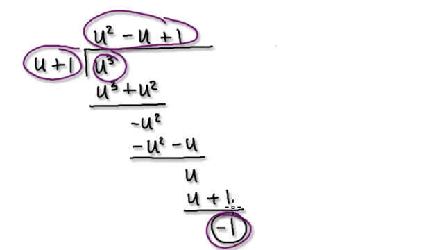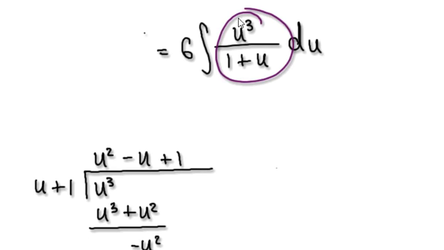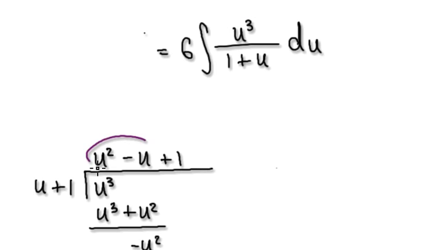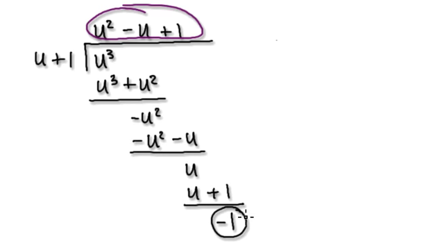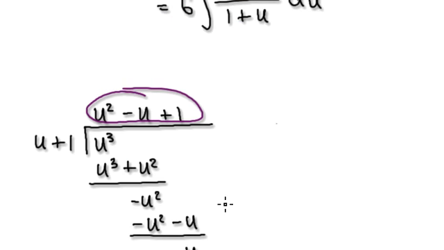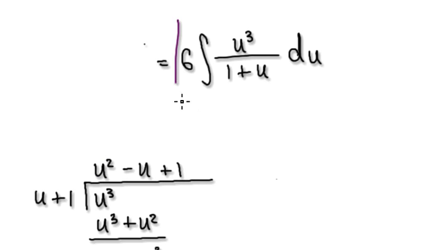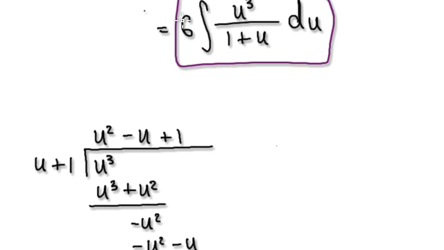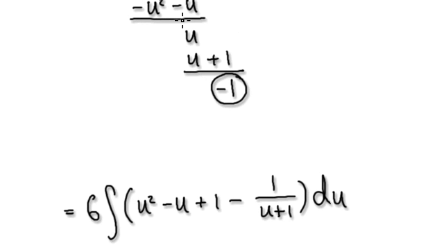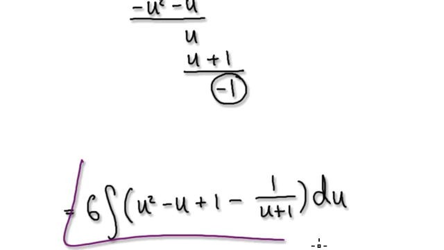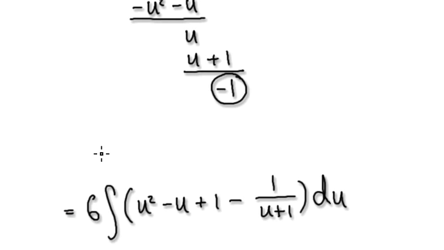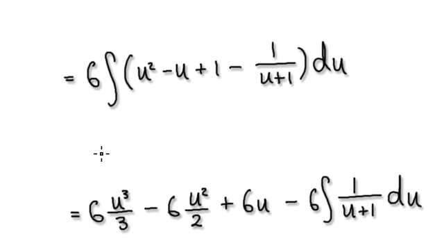From here, use long division to break this up. So using long division, it will give you this answer with a remainder of this. So from here, we can then jump to here. So using long division, it gave us this, and this was our remainder, -1. Okay, so that will then take us to here. So now this is straightforward to integrate.